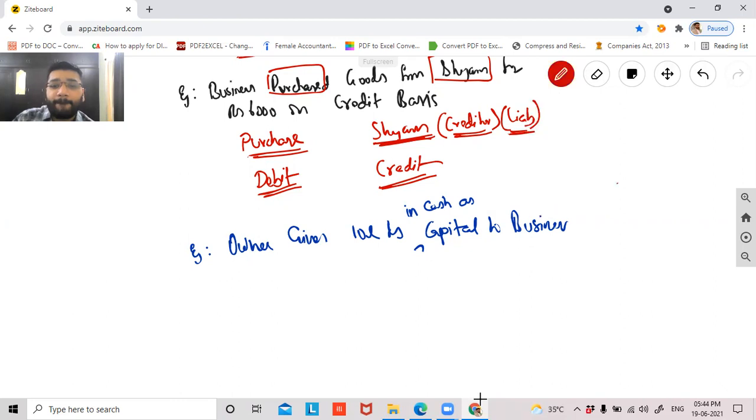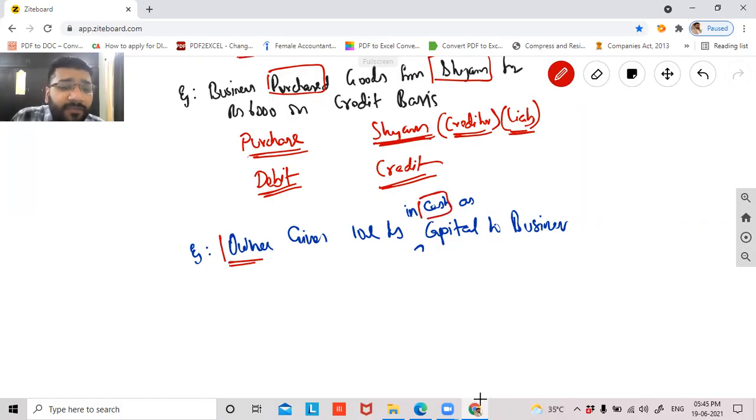So the sales and cash as capital. Where is sales? I mean, gives. Owner gives. Okay, so it's the owner who is giving. This is capital. It is not a sale, sir. Yes. Owner's transaction is affected and cash is affected.